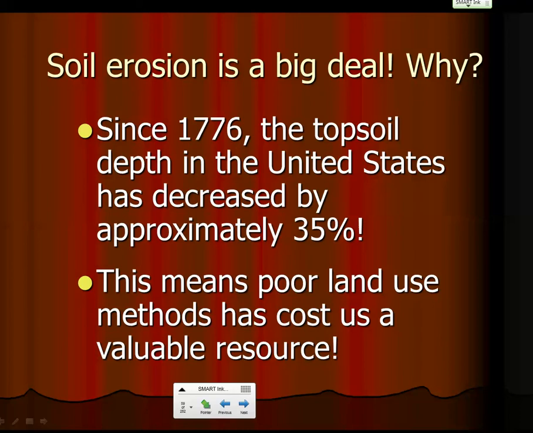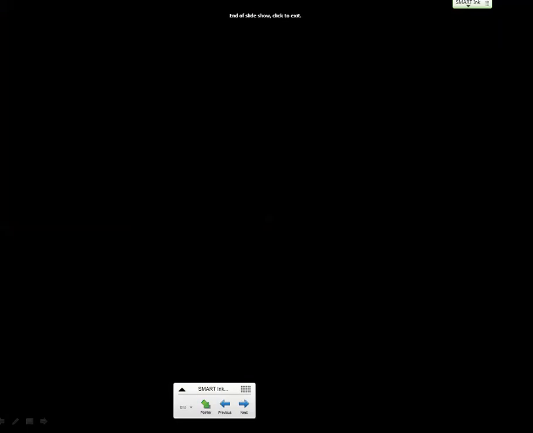And this is a fun fact here. Since 1776, the year America was born, the topsoil depth in the United States has decreased by approximately 35%. This means poor land use methods have cost us a valuable resource. When we get to another part of this unit, we're going to actually get deep into the Great Dust Bowl. And during that time period, parts of the United States in the Midwest lost lots of soil because of poor farming practices. And that is it for today. Short lesson.